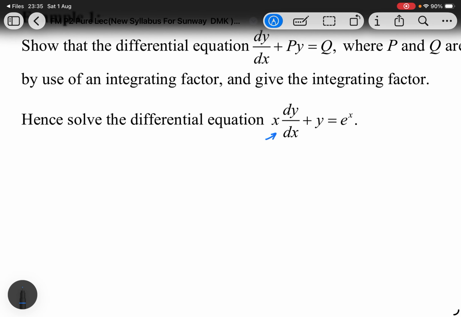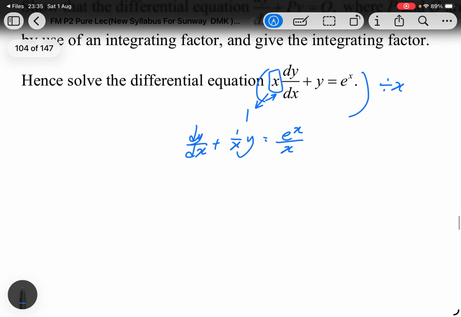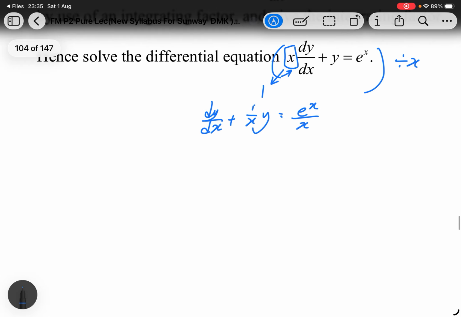To solve it, we need to get the coefficient of dy/dx to become 1 first. So I divide the whole thing by x. So dy/dx plus (1/x)y equals e^x over x. This is the first thing. Second, we get this part, the coefficient of y.